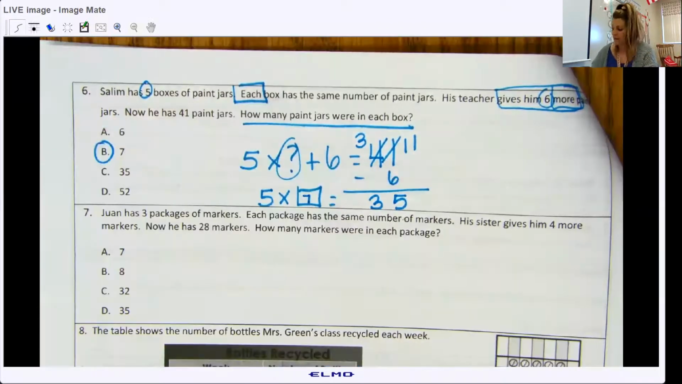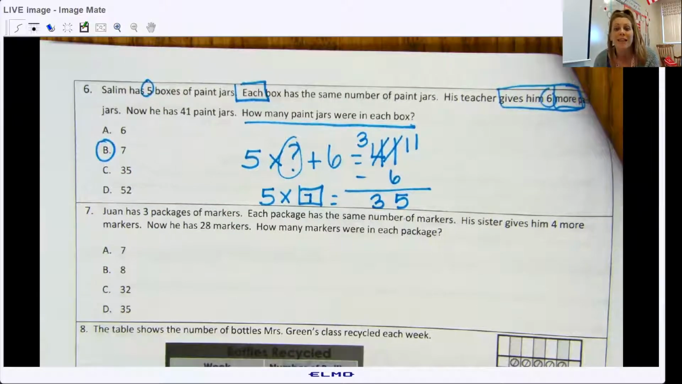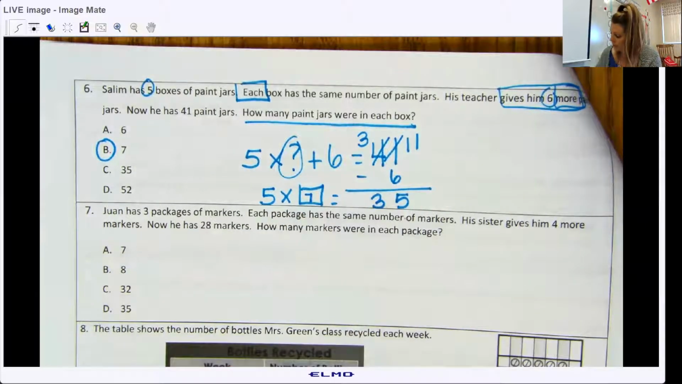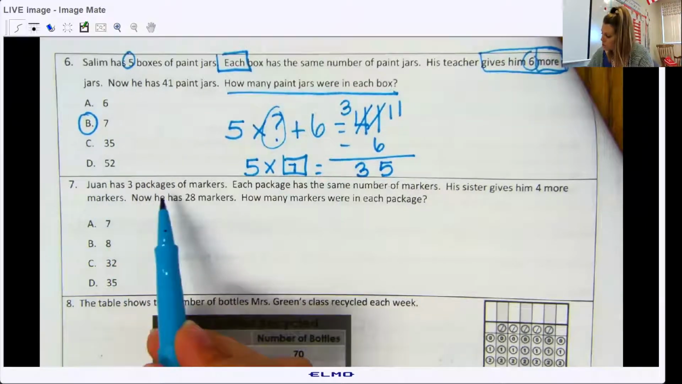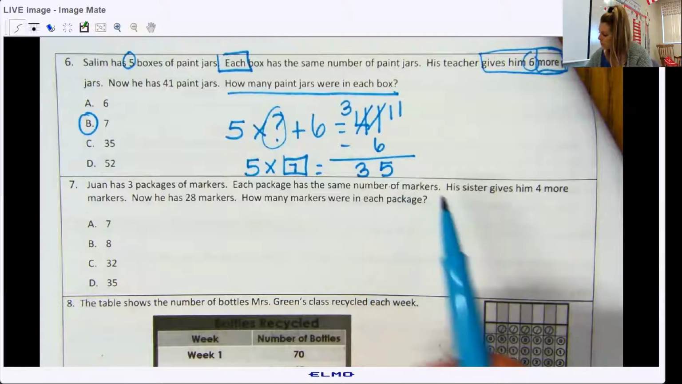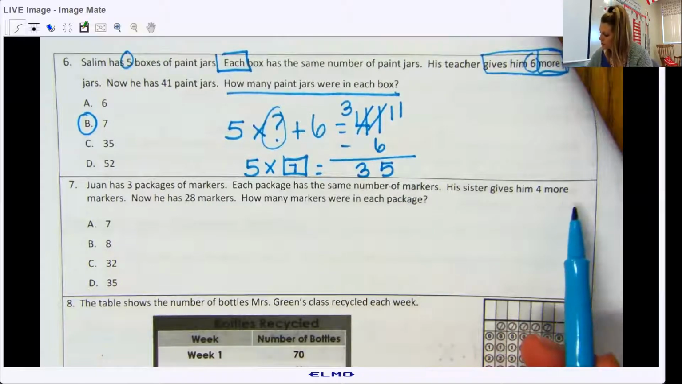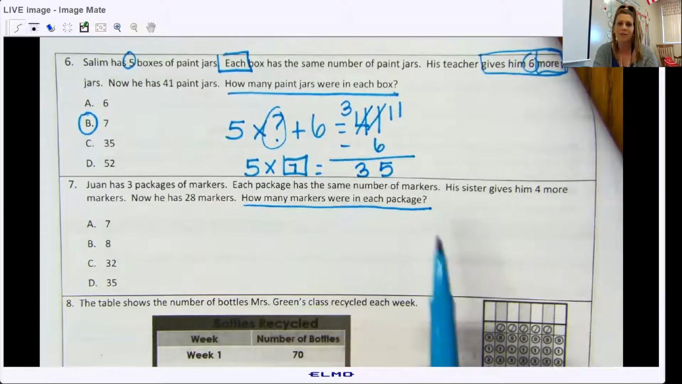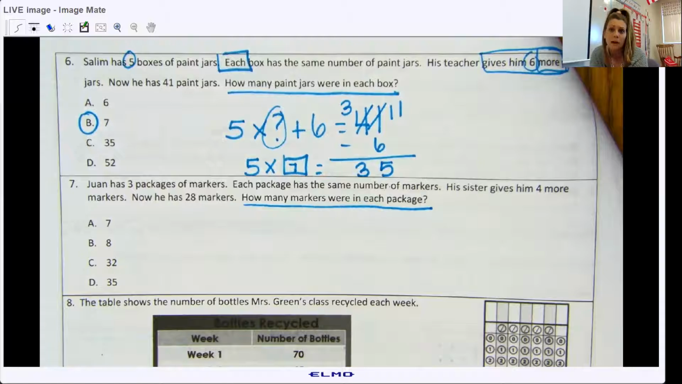Okay, now guess what? Number 7 is just like number 6. So I want you to use the strategies I use to help you solve number 7. Are we ready? Juan has 3 packages of markers. Each package has the same number of markers. His sister gives him 4 more markers. Now he has 28 markers. How many markers were in each package? Okay, these ones, guys, you might have to pause to solve the problem. That is fine. Remember, give yourself that minute if you need it, okay?